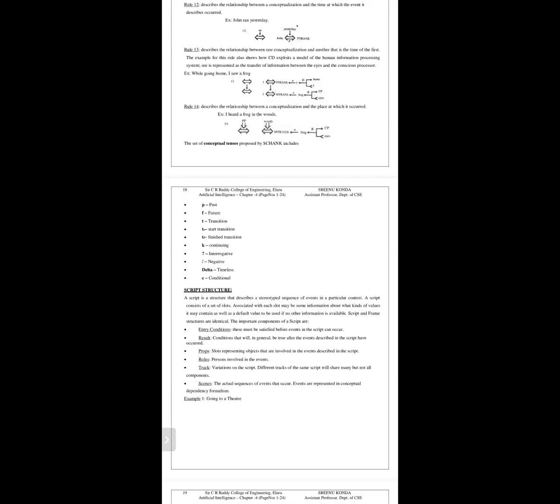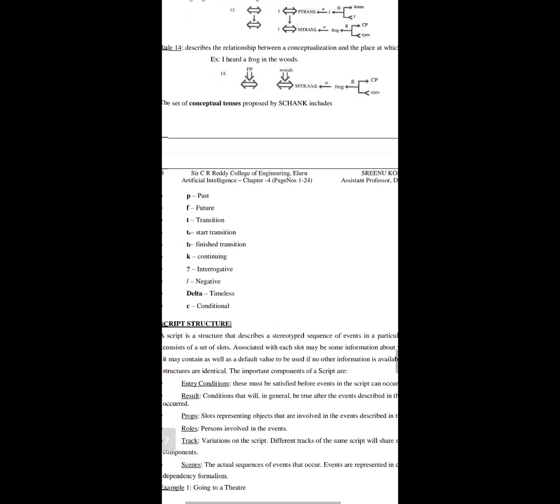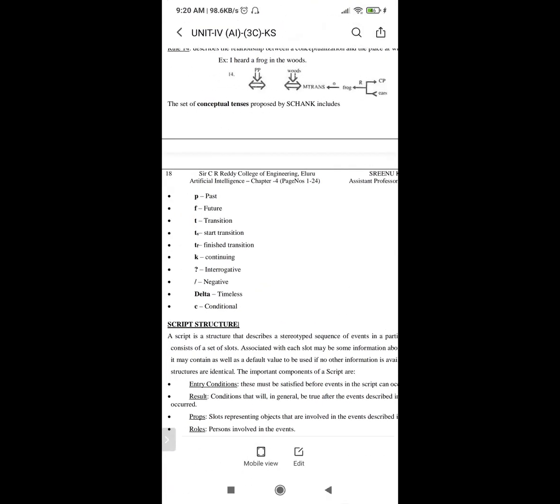Next, TS means start transition. TF means finish transition. K means continue transition. Question mark means interrogative. Slash means negative. Delta means timeless. C means conditional. So these are some of the conceptual tenses proposed by Shank. In the next class, we're going to discuss script structure.